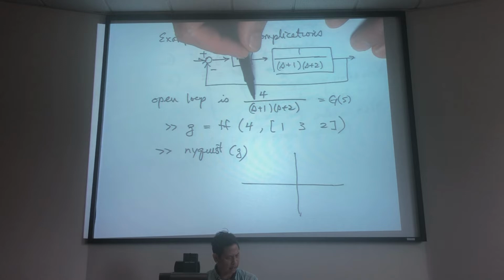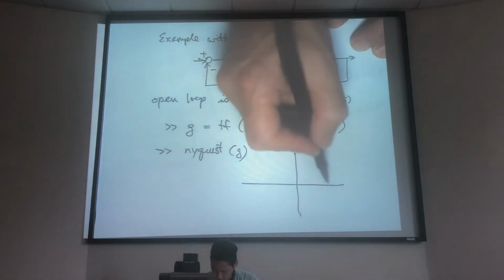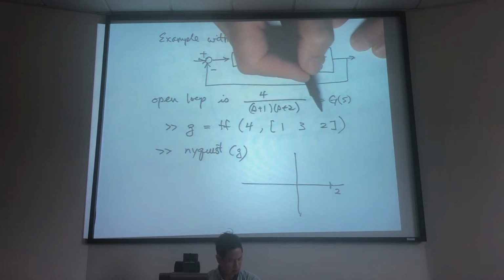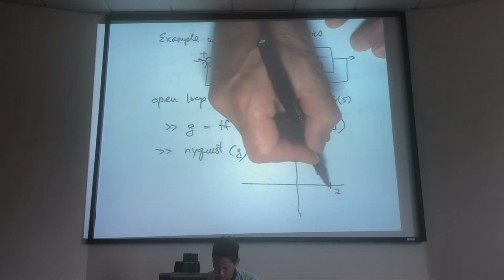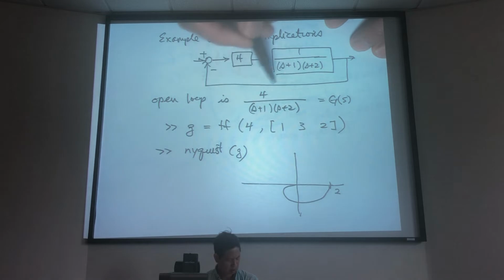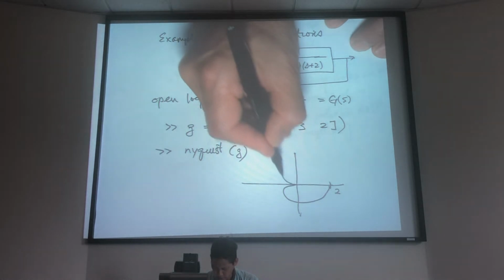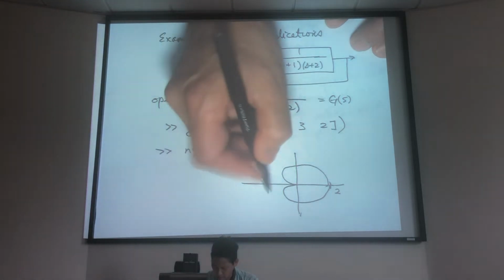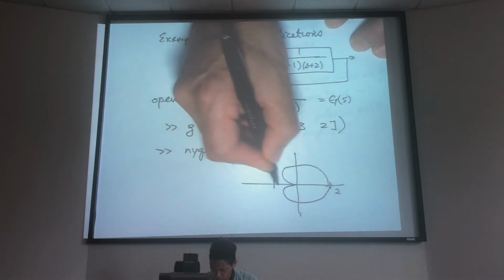I think it's going to start off here at 2, and it's going to wrap around like this. And then it's going to do the negative frequency, something like this. And then the point -1 is going to be right here.